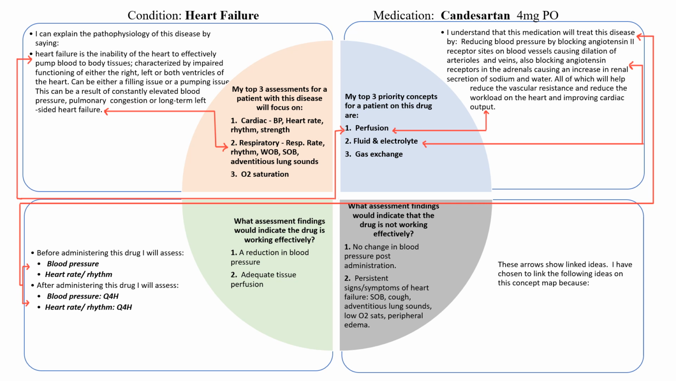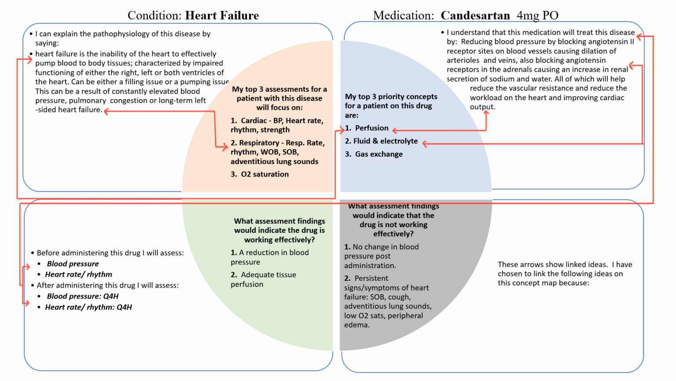things. My top 3 assessments for a patient with this disease will focus on a cardiac assessment, including blood pressure, heart rate, rhythm, and strength, respiratory assessment, the resp rate, rhythm, work of breathing, shortness of breath, and checking for adventitious lung sounds, and also monitoring O2 saturation.